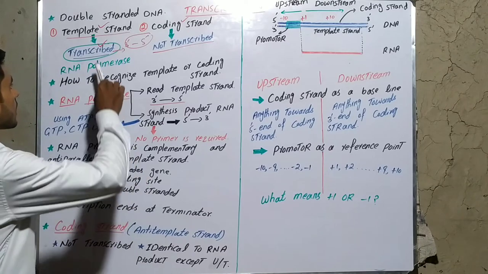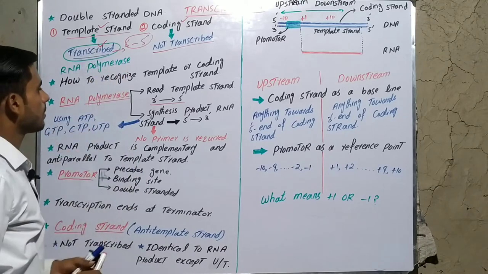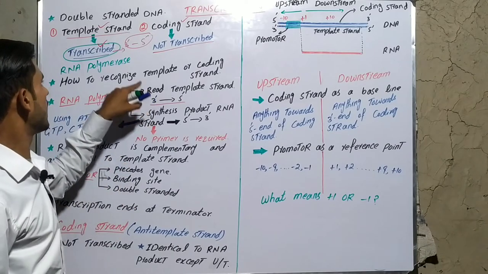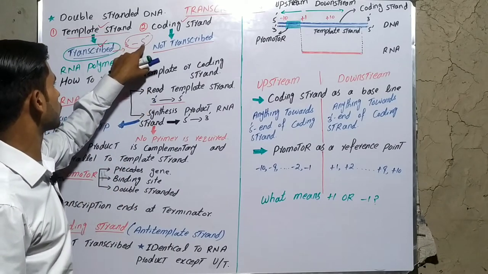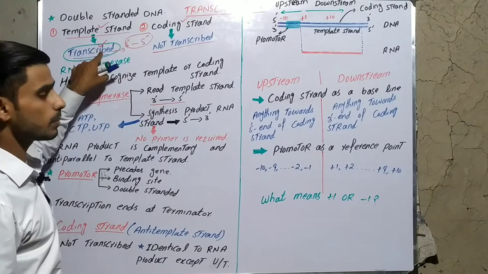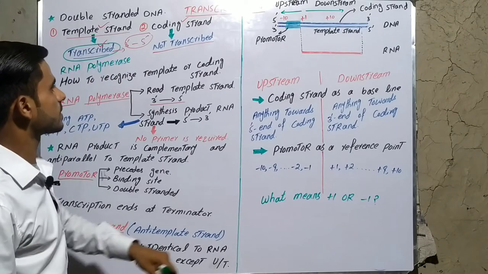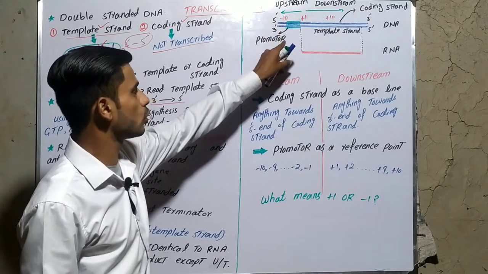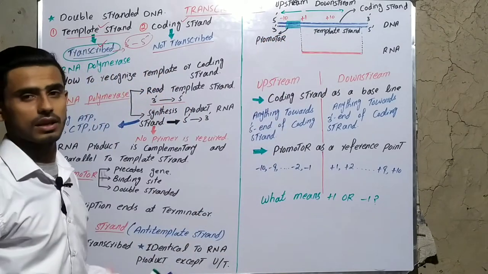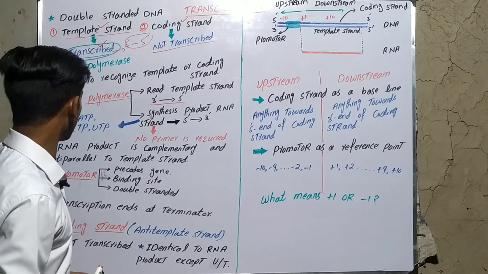I said that the strand which is going to be transcribed is every time read, either in replication or transcription, from 3 prime to 5 prime. So this is the transcribed strand, and the strand which is going to be transcribed is the template strand. This is the template strand, which is going to be transcribed from 3 prime to 5 prime, and the rest, our second one, is the coding strand. So we will move on.